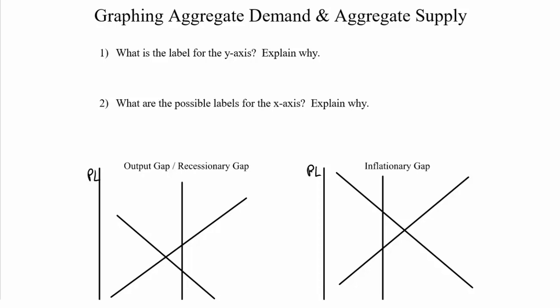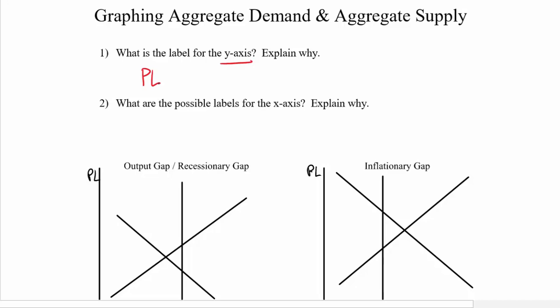Okay, in this video we're going to talk about graphing the aggregate demand, aggregate supply model. And the first thing I want to talk about is what the labels are going to be for the x-axis and the y-axis, because these are going to be different than all of the microeconomic models that we've graphed. Your label for your y-axis is not going to be price, it's not going to be a dollar sign, it's going to be price level, and so that's going to be super important.